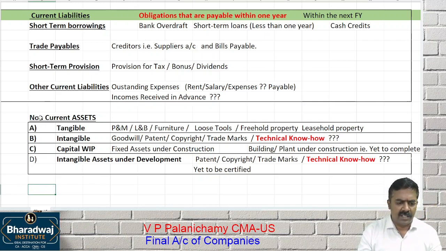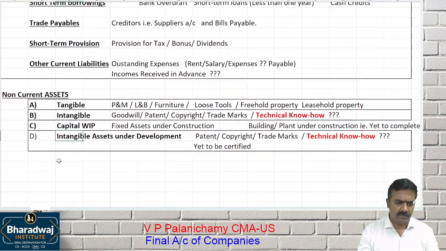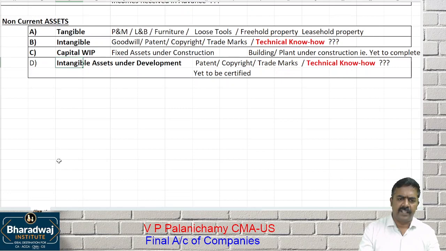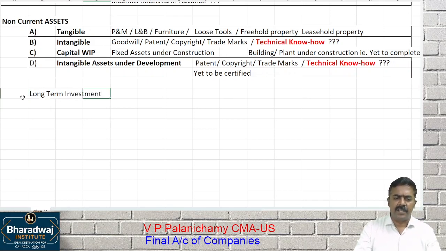So the first category in non-current assets is done. What is the next one? Take it up along with me, no need to wait. Long-term investments. Who's holding the investment? The company is holding the investment. We are holding the investment. Where?